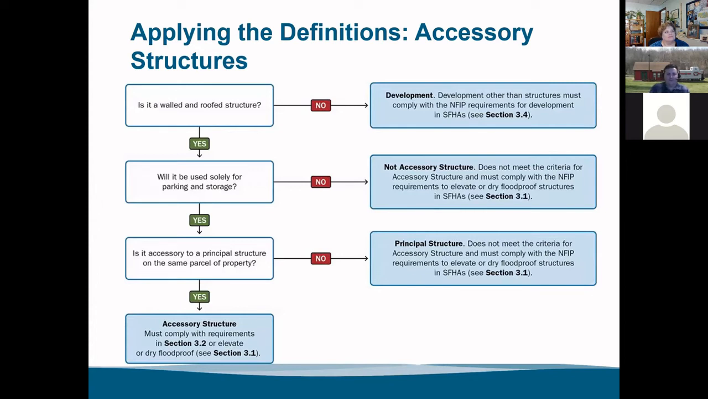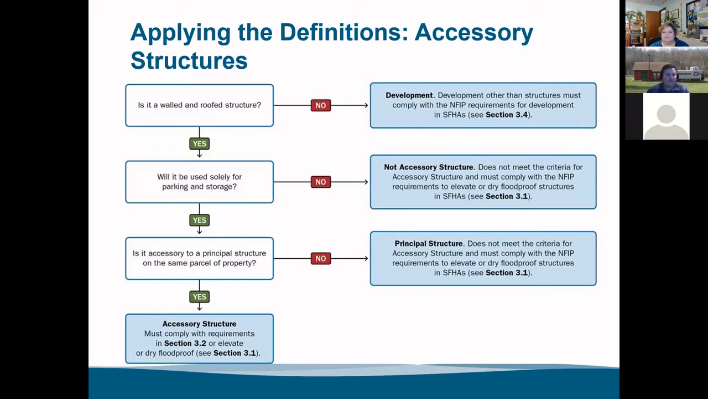But you want to ask yourself again, you've got somebody who proposes an accessory structure on their property. First, you want to ask, is it even considered a structure? This has to be a walled and roofed structure. So if they're coming in with an application for a gazebo or a corral, that wouldn't count because it's not walled or it's not roofed. If it's not walled and roofed, it's not a structure, it's just a development and you permit it as such according to your ordinance.